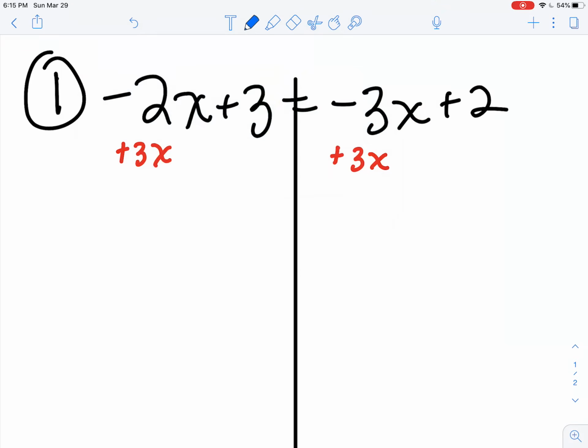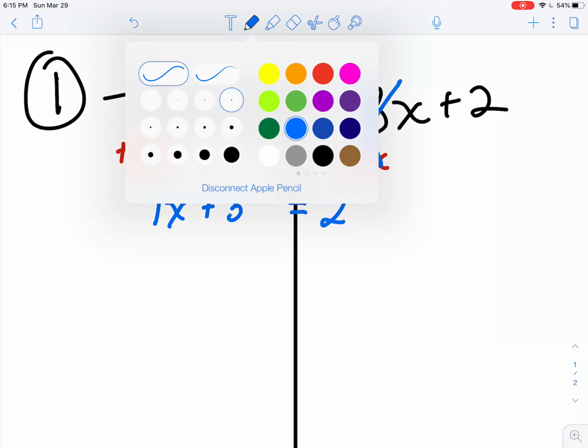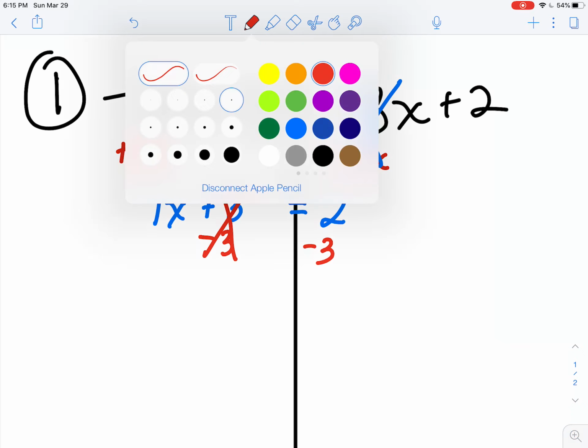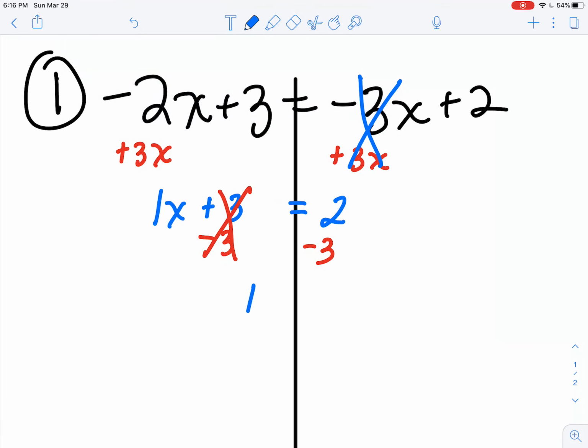Okay? Now, on the right, the 3x's cancel out and I drop down a positive 2. On the left, negative 2x plus 3x is 1x, and I'm able to drop down the plus 3. Now notice I have a two-step equation, so I want to add or subtract the number without the letter. So I'm going to subtract 3 on both sides. It cancels on the left side. I'm bringing down my 1x equals 2 minus 3 is negative 1.